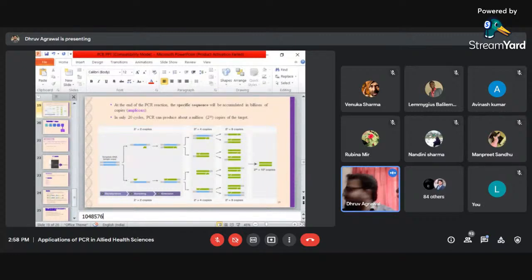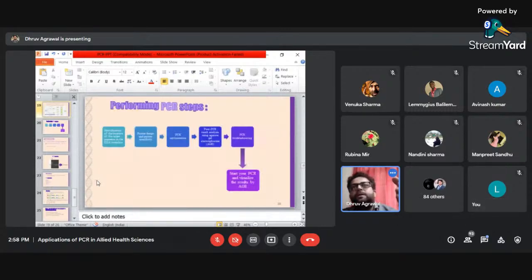That is fine. So these are the original number of copies which you will have at the end. So these are the important steps in performing the PCR.